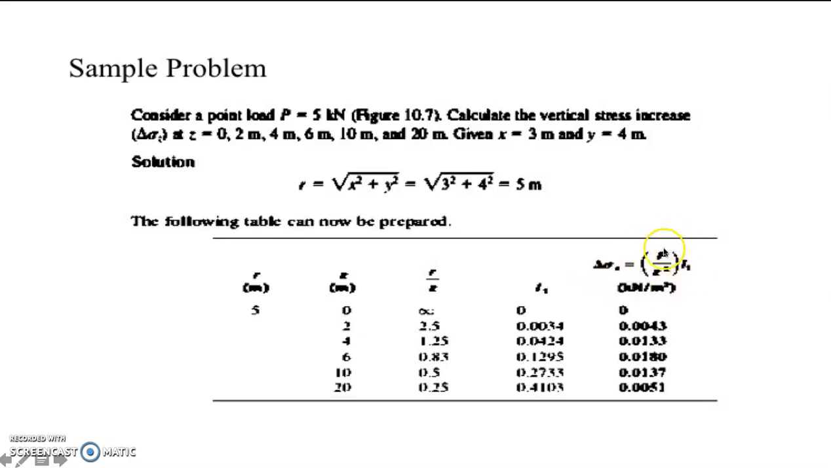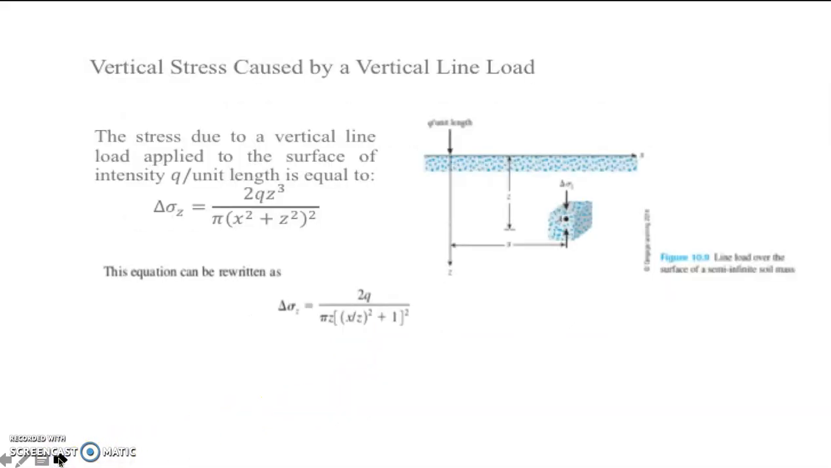So once you have this one, you can substitute the value for P, Z, and I sub 1, and you obtain now the specific values. These are now the stress caused by the point load at 0, 2, 4, 6, 10, and 20 meters. So that is for our sample number 1.